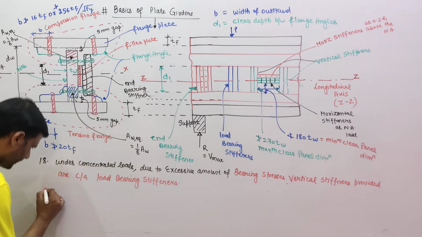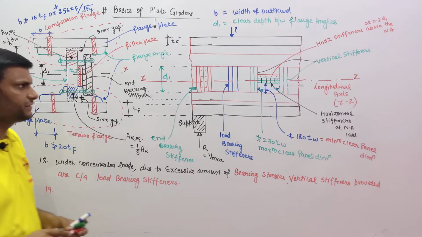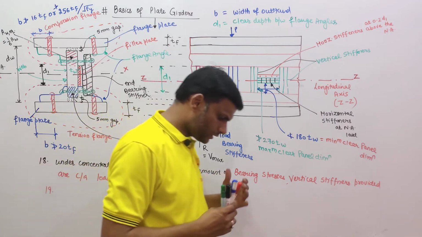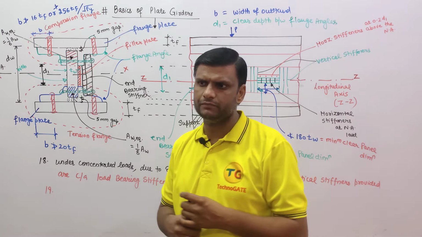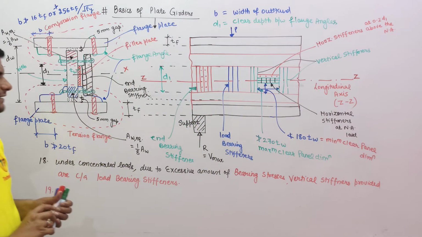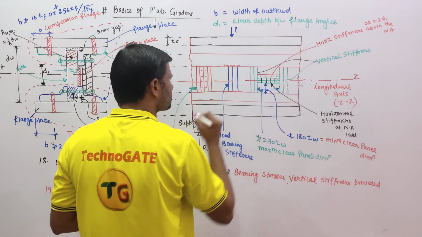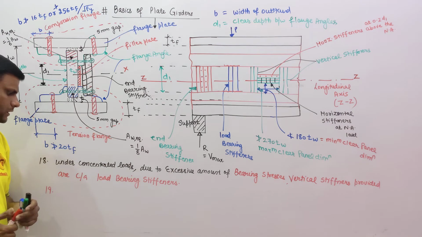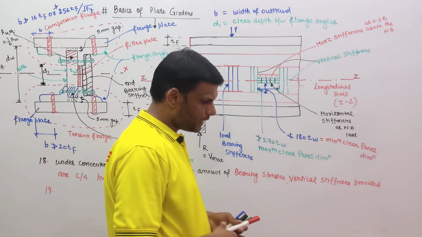Vertical stiffeners provided are called load bearing stiffeners under the concentrated loads because, due to the concentrated loads, a heavy amount of bearing stresses are developed at the contact surface of the flange and the web plate. Likewise at this location, and this and this location. So to resist those bearing stresses, the load bearing stiffeners are provided.